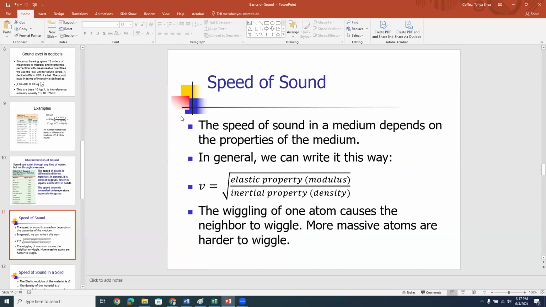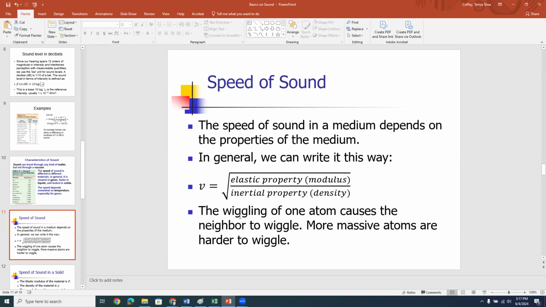So the speed of sound in a medium depends on the properties of the medium. And in general, we can write it this way, that the speed of sound is going to be equal to the square root of the elastic property of the medium, usually defined by the modulus, divided by the inertial property of the medium, usually defined by the density. What's happening in sort of a nanoscale view is that, let's say that you have these atoms in a medium, and the wiggling of one atom in the medium causes its neighbor to wiggle, right?